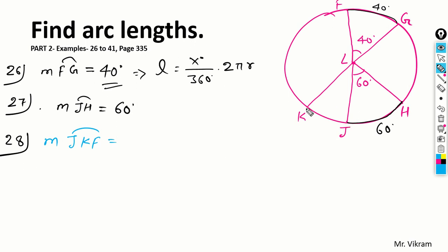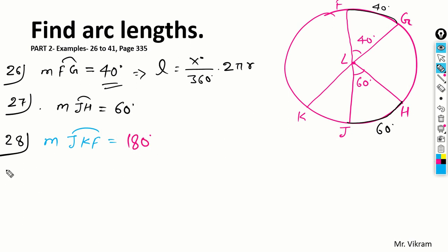So JKF, this one, right? Now let me look at this clearly. Okay, so this seems to be a diameter here. Let me redraw my drawing here because this is a diameter. Yes, this is a diameter, right? So a diameter divides the circle into a half circle, right? And a half circle angle is 180 degrees. So this will make a 180-degree angle.